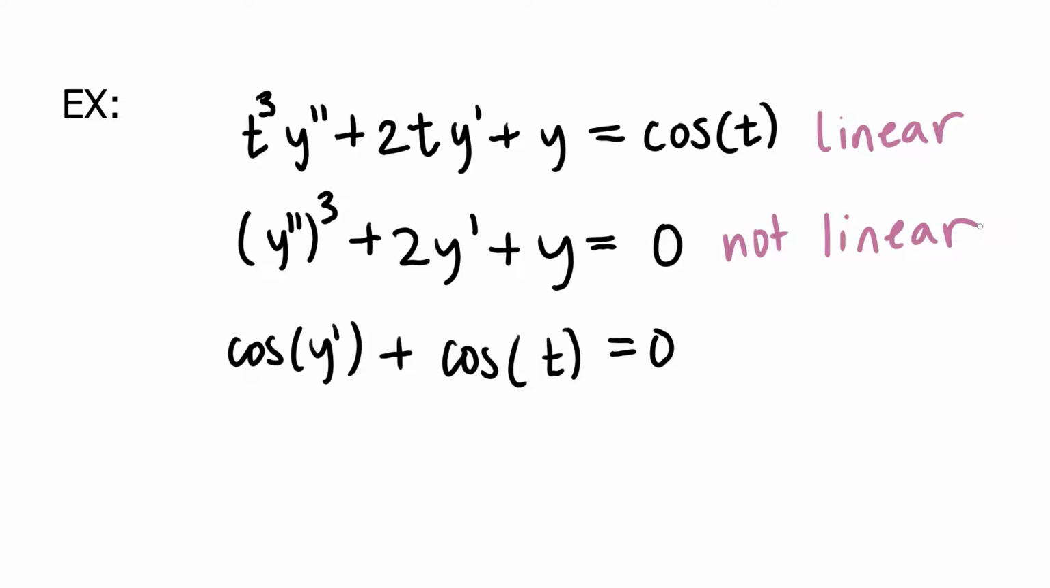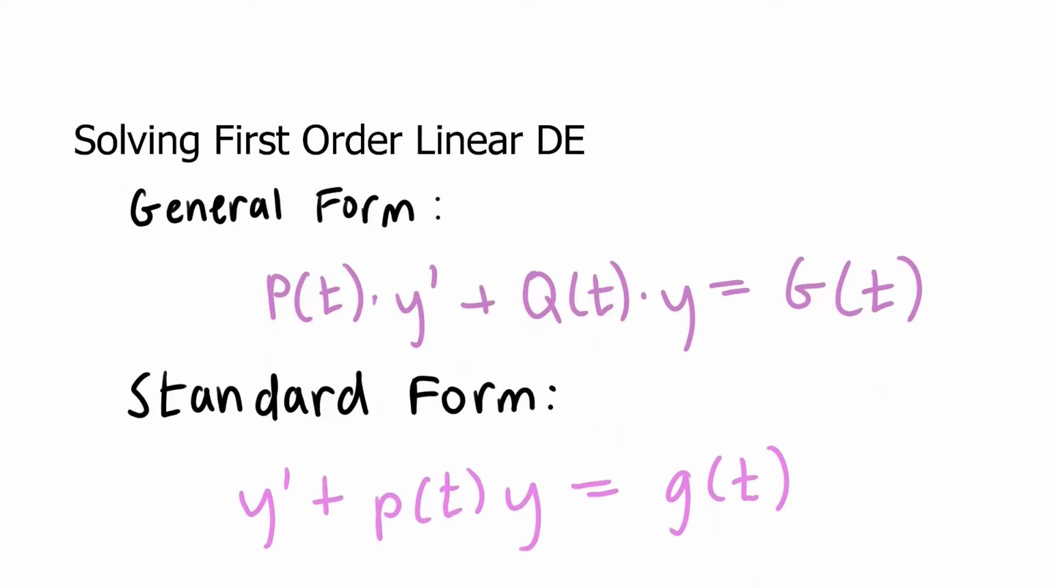And for the last one, we have cos(y') + cos(t) = 0. Here we see both a function of y' and a function of t, but they're not products of one another. They're just separate, so that can't be considered linear, thus not linear. So those are some examples of what first order linear differential equations are. Now that we know what they are, we can finally go ahead and try solving a few.